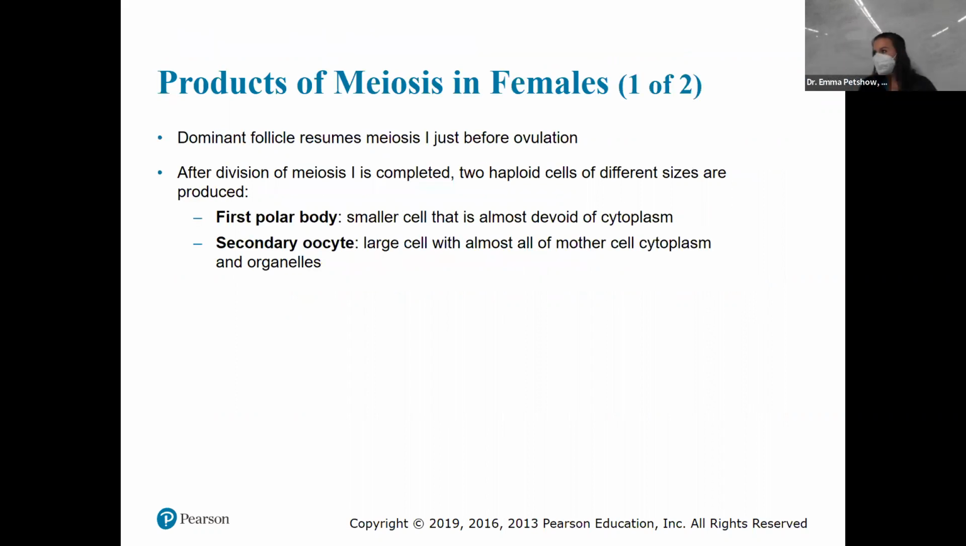The dominant follicle, like I mentioned, resumes meiosis 1 right before ovulation. After meiosis 1 is completed, you have 2 haploid cells of different size, a first polar body and a secondary oocyte. The secondary oocyte is the one that would continue down this oogenesis pathway. The first polar body is a small cell that doesn't have really any cytoplasm, so it's not functional. The secondary oocyte is a large cell that has all the cytoplasm. It stole all the cytoplasm from both cells, and has all the organelles that it needs.